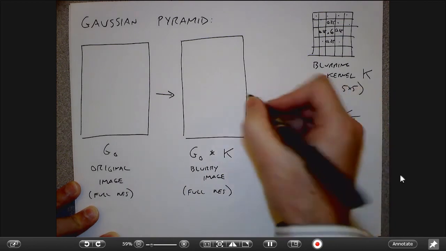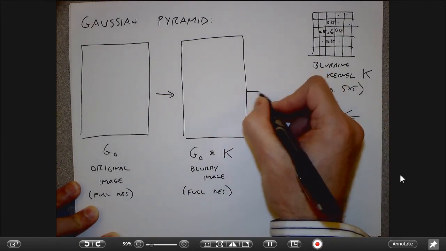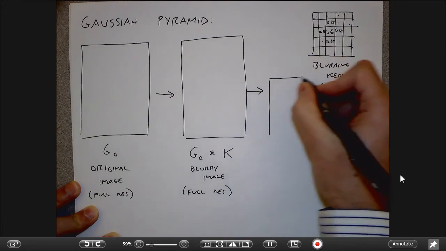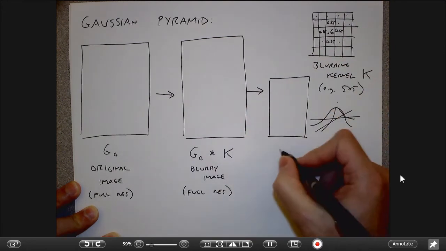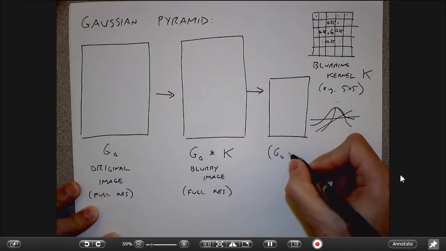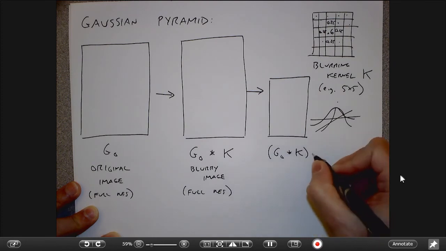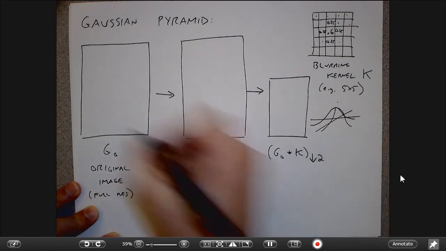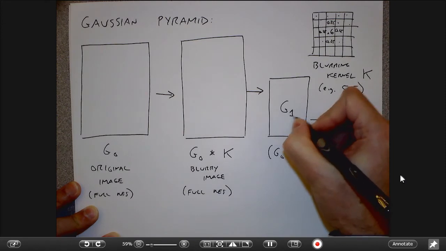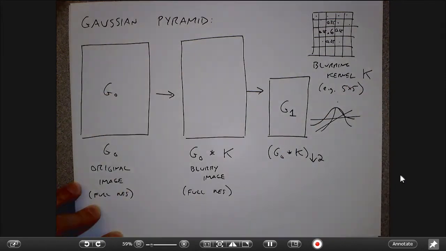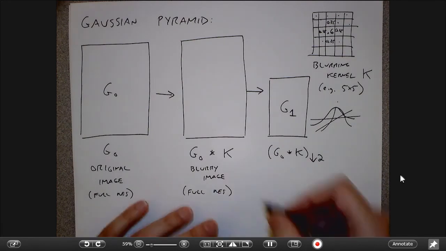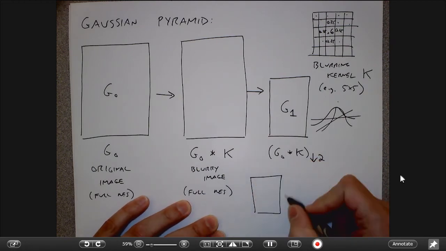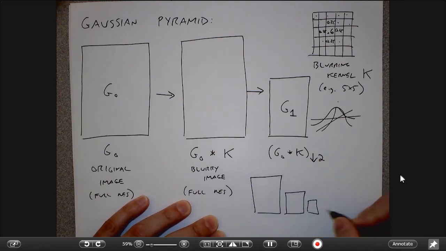And then a Gaussian pyramid is constructed by now reducing this to be half the size in both dimensions. So this is G0 convolved with K, and in the book I have this notation that says downsampled by 2. And so I call this G1. And the idea is I can keep on blurring the image and making it smaller and smaller, okay? And so a Gaussian pyramid basically looks like increasingly smaller and increasingly blurrier versions of the original image.